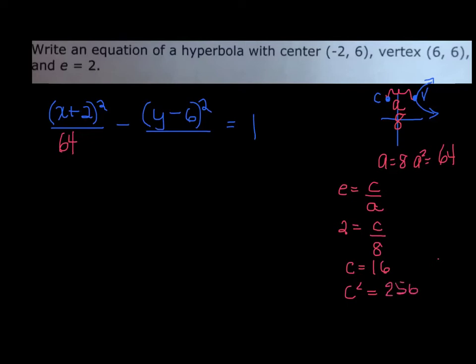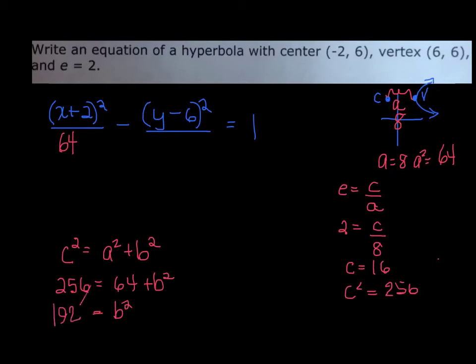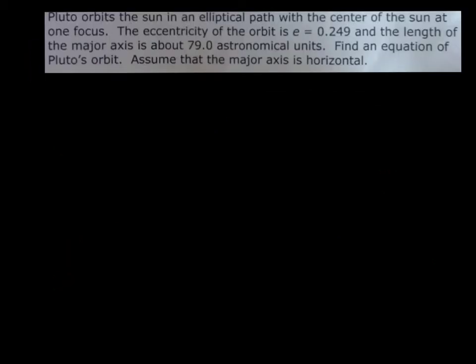Now I know in a hyperbola that c squared is a squared plus b squared. So c squared equals a squared plus b squared. So b squared is going to equal 192. I'm going to put that 192 into my formula. And there would be the equation of the hyperbola with the center at negative 2, 6, a vertex at 6, 6, and E equal to 2.